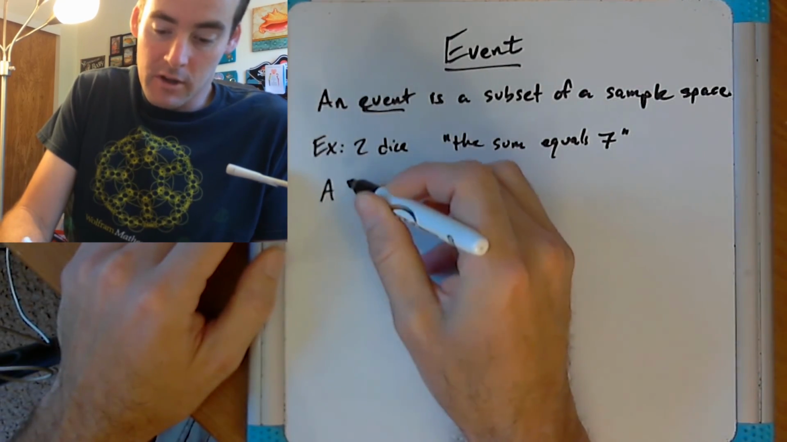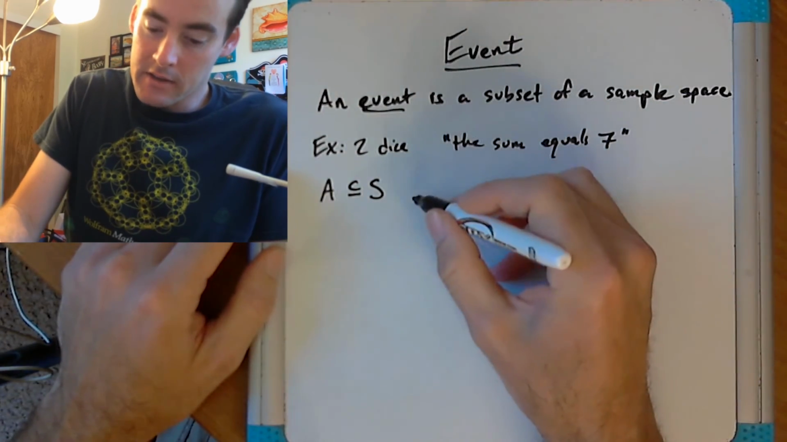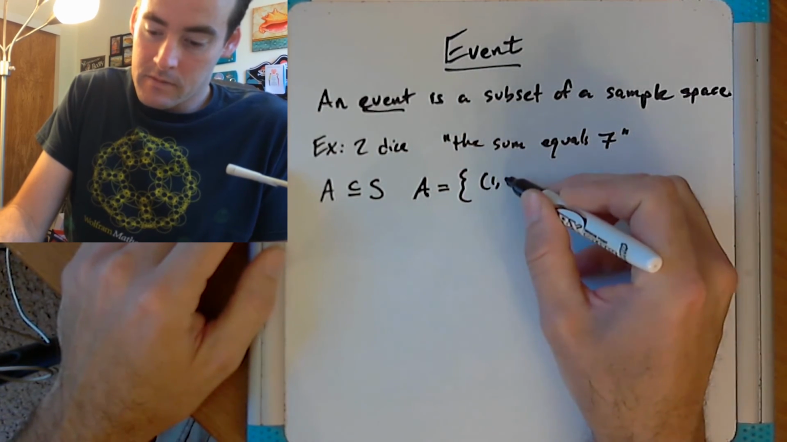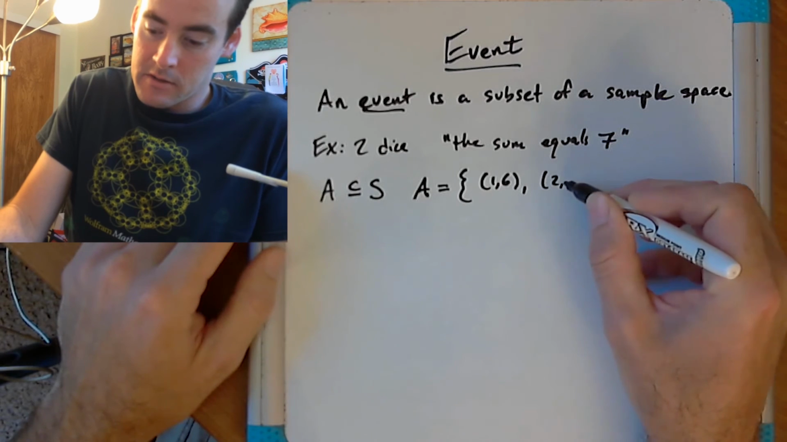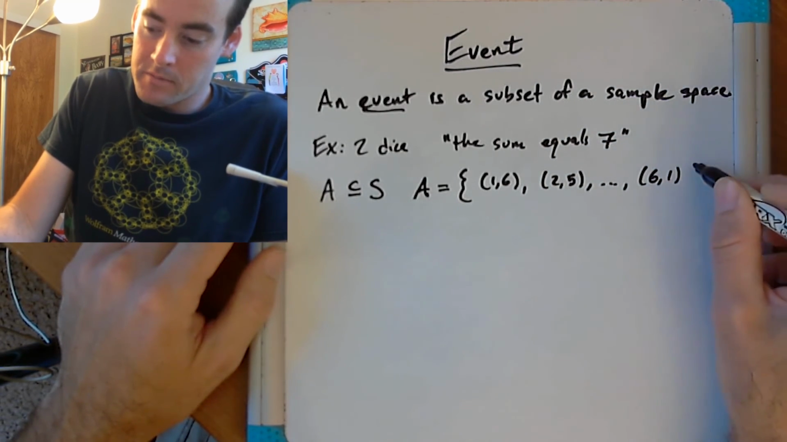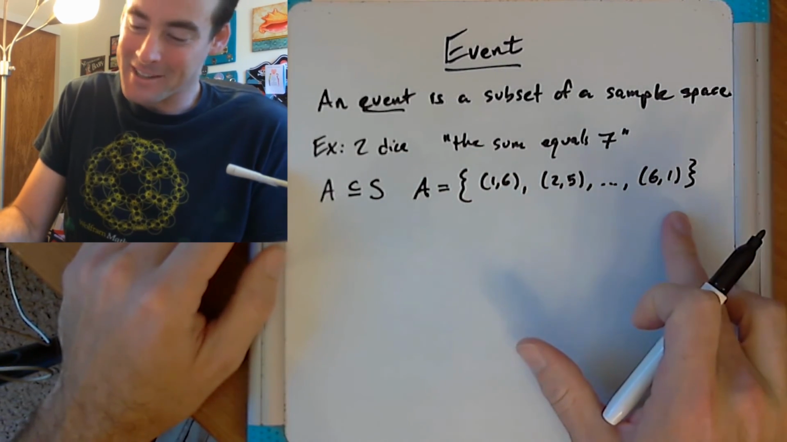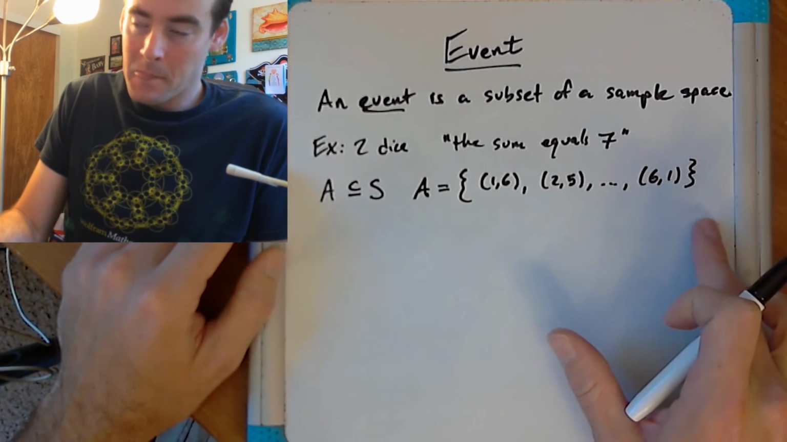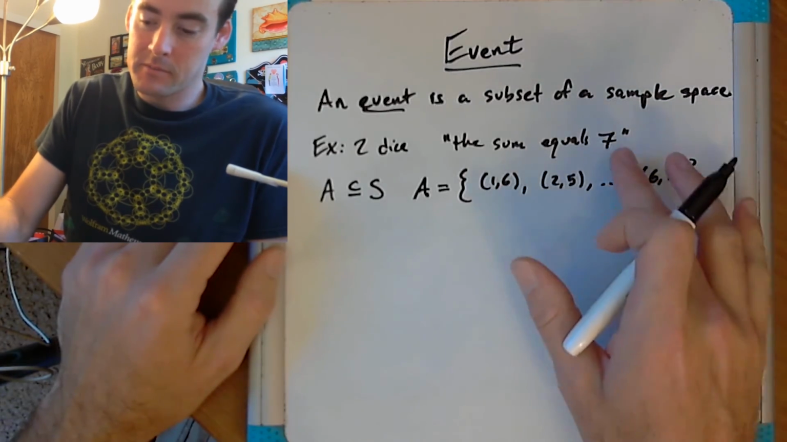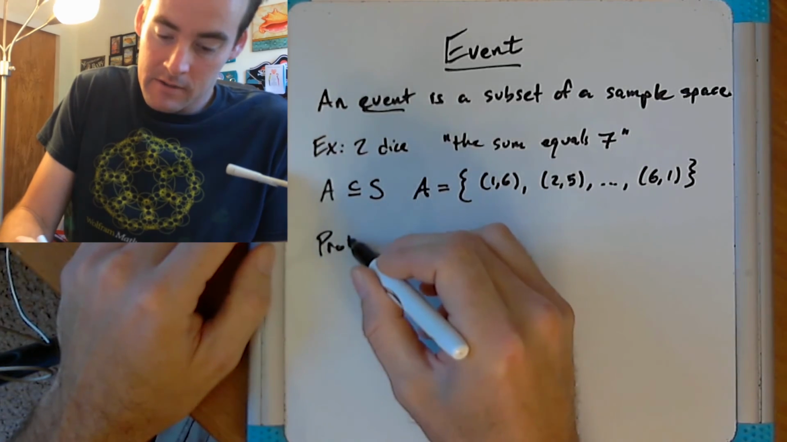So we'll call it A. A is some subset of outcomes. It's a subset of the sample space. And for A to satisfy this, A would be this set: 1, 6, 2, 5, all the way up to 6, 1. So 1, 6, 2, 5, 3, 4, 4, 3, 5, 2, 6, 1. That is the set of outcomes for which this Boolean condition holds, for which this event characterizes.